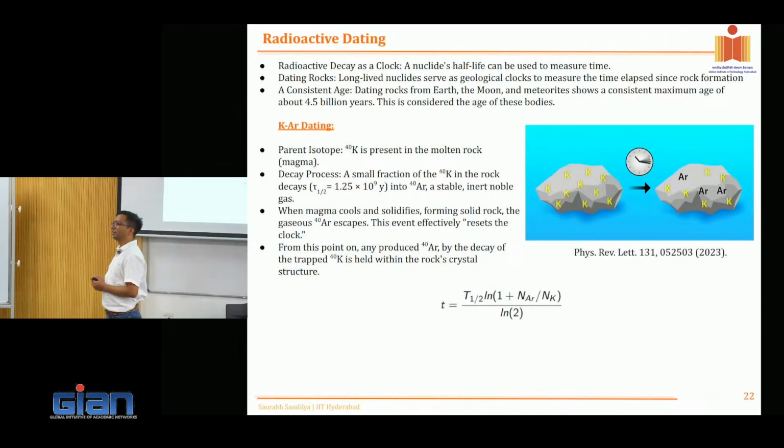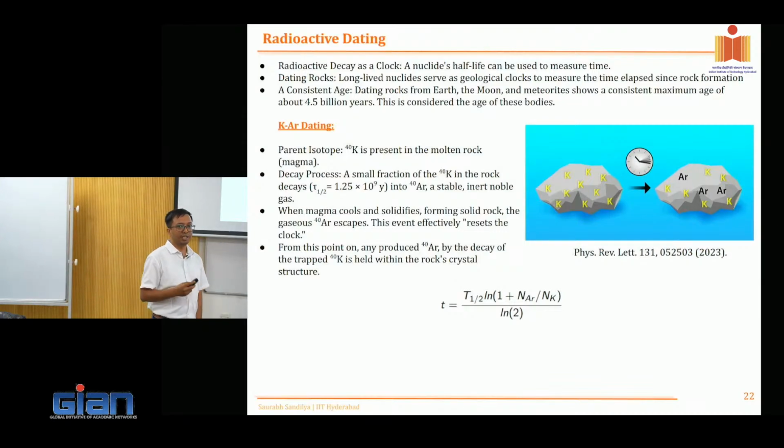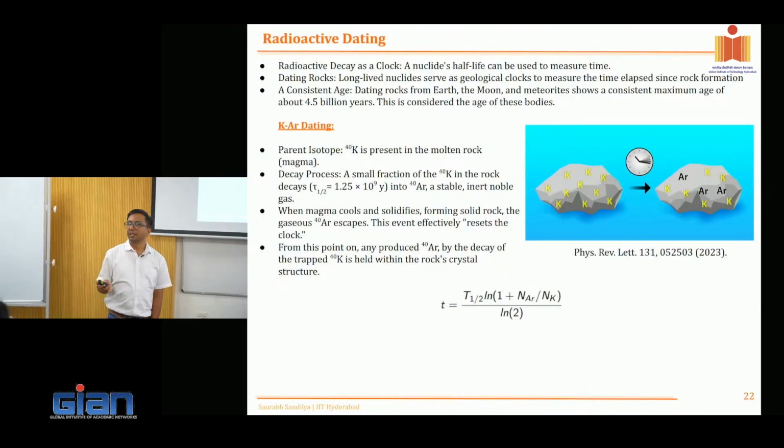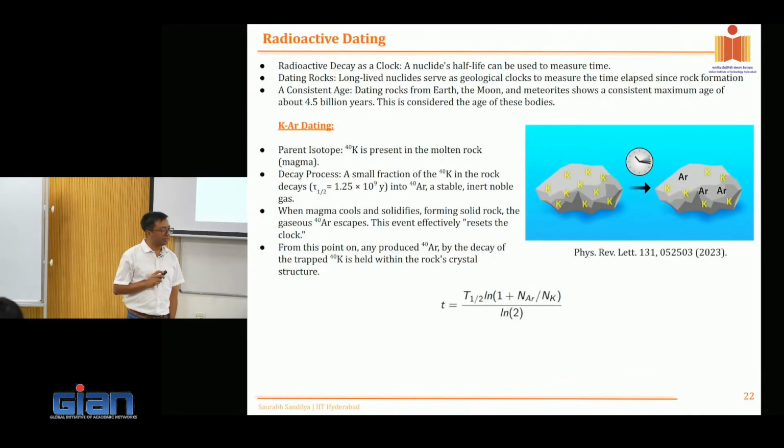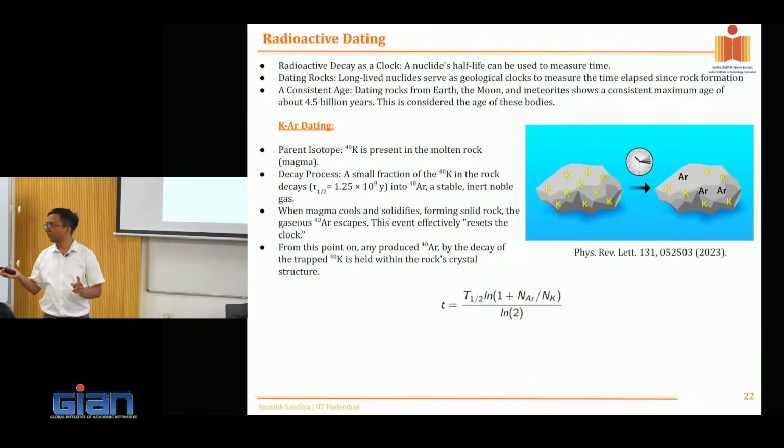Let me quickly end this part with applications of radioactivity. One is radioactive dating. One is called K-Ar, potassium-argon dating. You can find out the age of a rock by looking at the ratios of potassium and argon. How it happens is that there is always potassium 40 present. After a volcanic eruption, potassium 40 is there in the rock, and by beta minus, beta plus decay and electron capture, it transforms into argon.